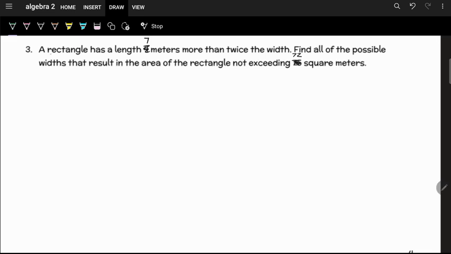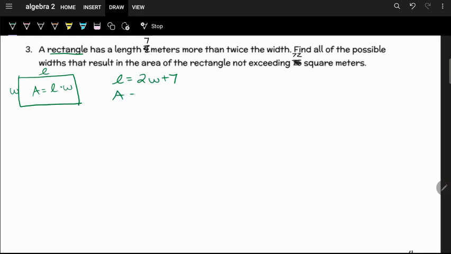All right? So first off, a rectangle, we all know how that looks, right? We've got length, we have width, and our area is equal to length times width. That's just basic things that we know about rectangles. Now, we know that the rectangle has a length 7 meters more than twice the width. That means that our length is equal to twice the width plus 7, right?